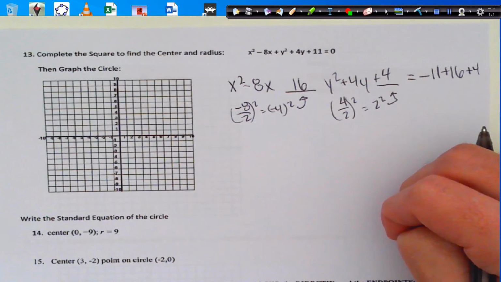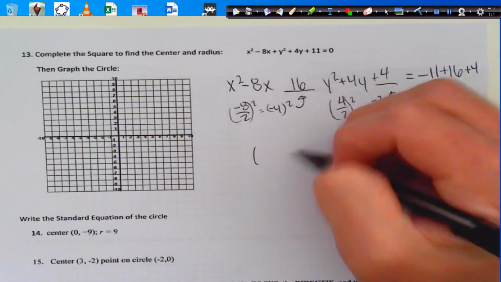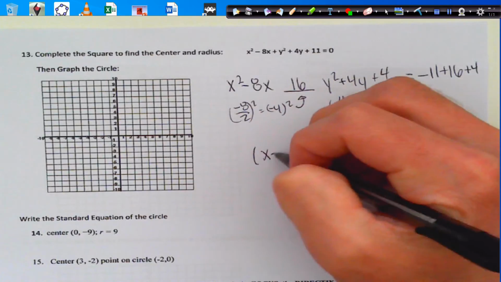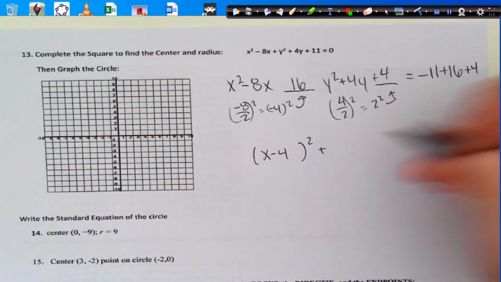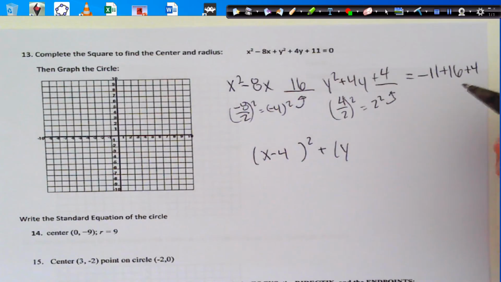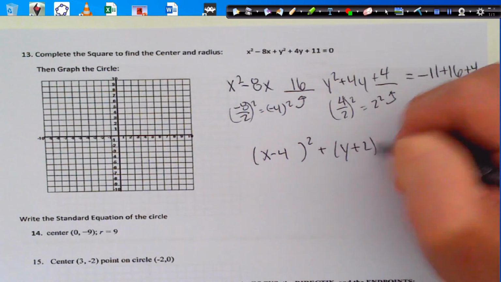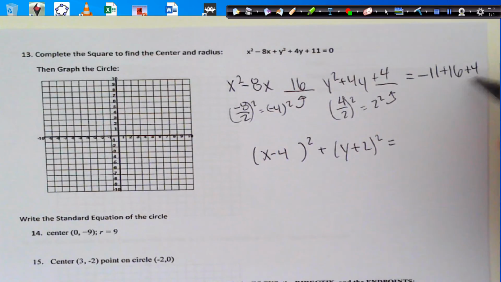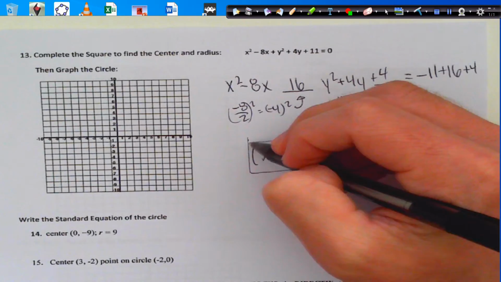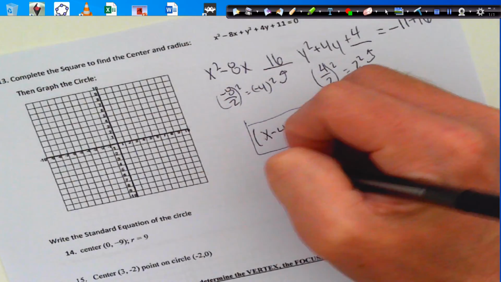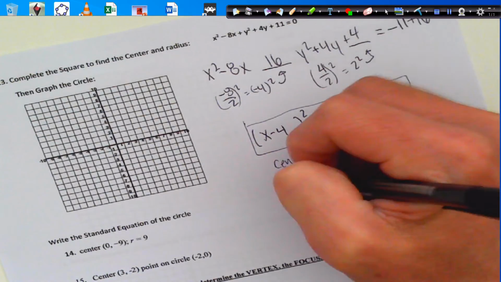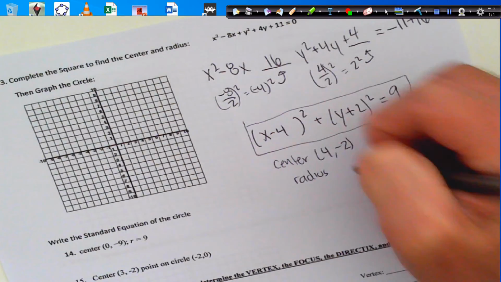Okay, there we go. So, what does this factor? What numbers multiply to 16 but add to -8? That would be -4. It always has to be the same number because these are perfect square trinomials. What two numbers multiply to 4 and add to 4? That's 2. And then add those up. That's 20 minus 11, that's 9. So there's the equation. And then the center is the opposite of what you see. So it's (4, -2). And the radius is that square rooted, which is 3.